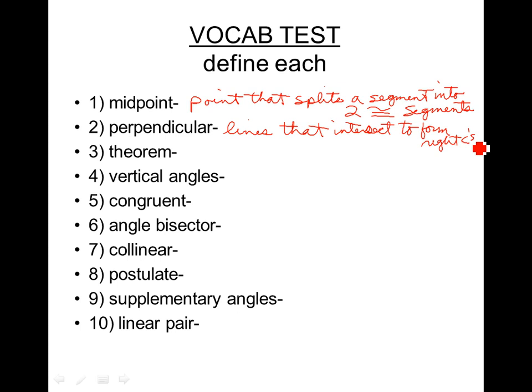Theorem. What's a theorem? A math statement that can be proven true. A statement that must be proven true.